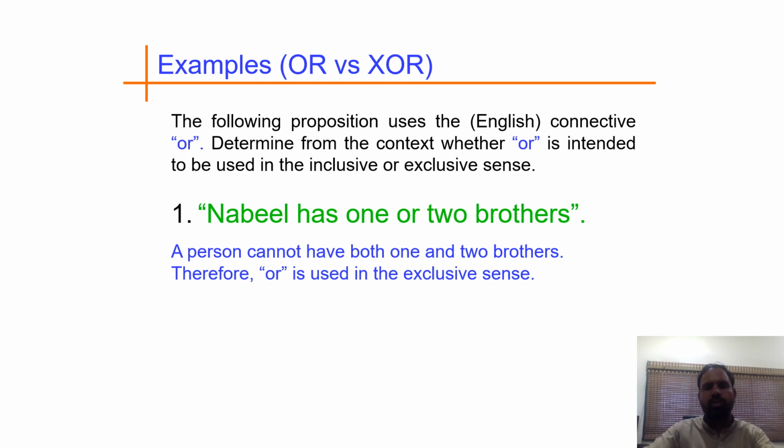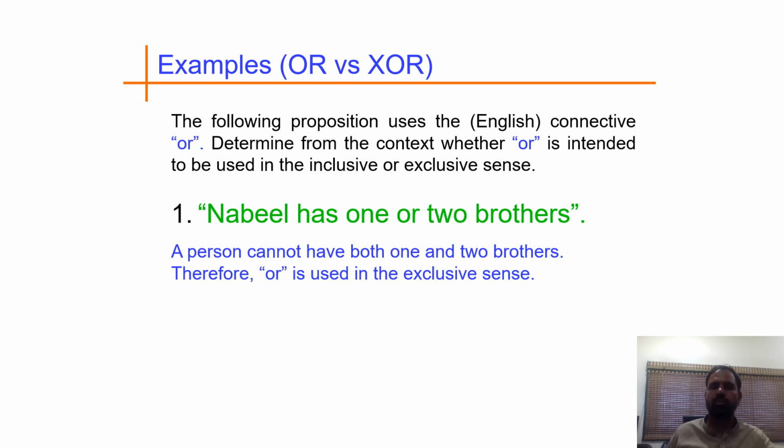These are examples of OR or exclusive OR. The following propositions use the English connective OR. Determine from the context whether OR is intended to be used in the inclusive or exclusive sense. First, Nabil has one or two brothers. A person cannot have both one and two brothers. Therefore, OR is used in the exclusive sense.